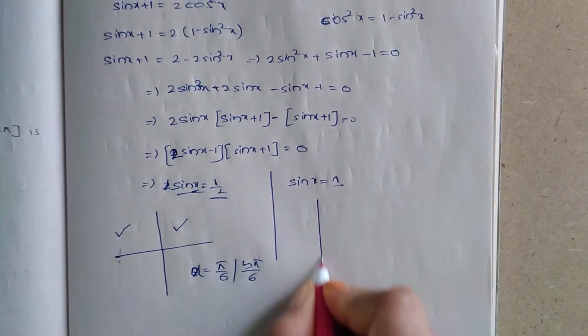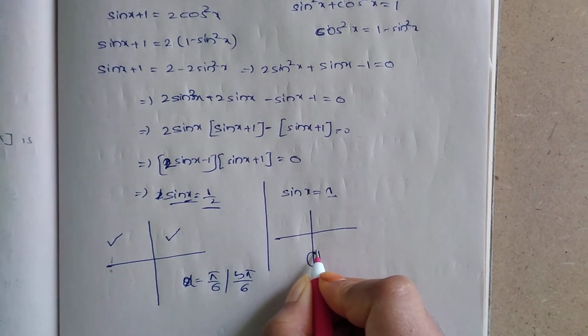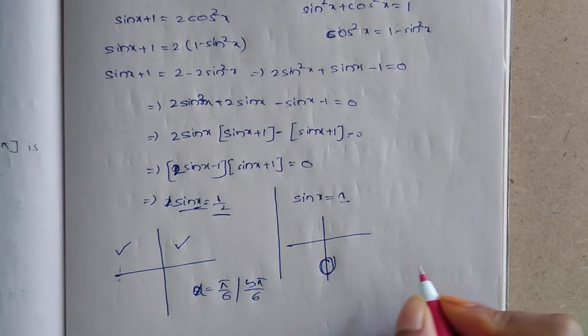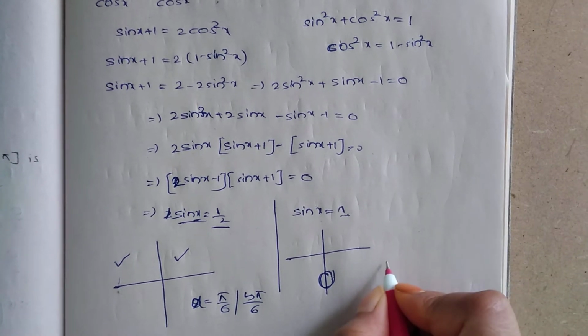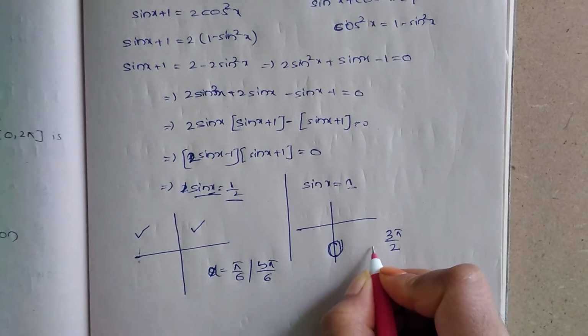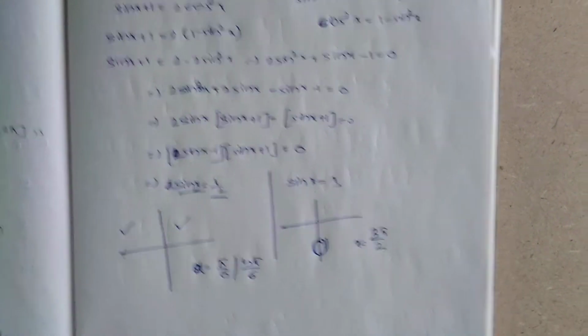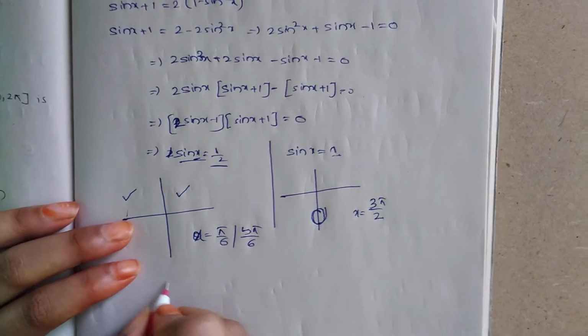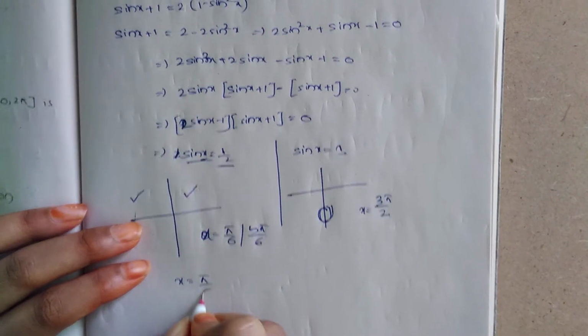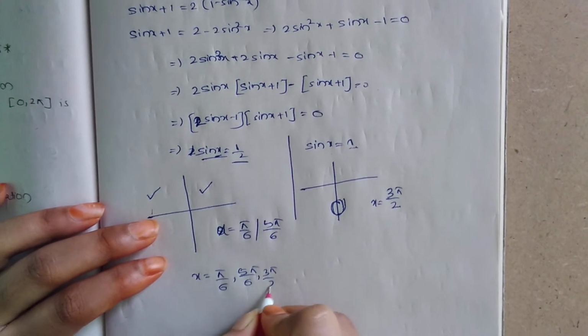Well, now sin x is equal to minus 1. Where will sin x be minus 1? Here. Here sin x will be minus 1. So what is this value? 3 pi by 2. What will be the value of x? 3 pi by 2. Now what are the values of x that we have got? Pi by 6, 5 pi by 6, 3 pi by 2.